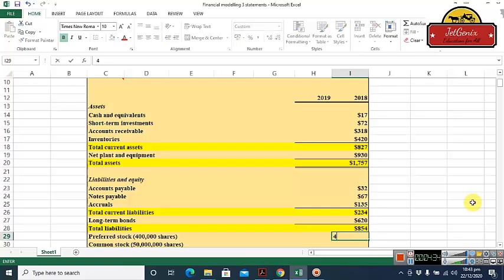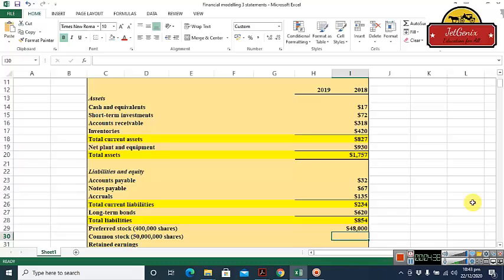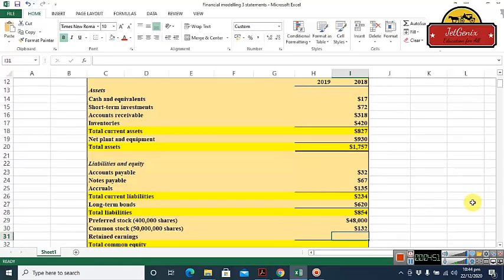And after this we are going to add the preferred stock, and let's assume the preferred stock is 48,000. Okay, so 48,000, and the common equity we are going to add here, and let's assume that the common equity is 132 million.